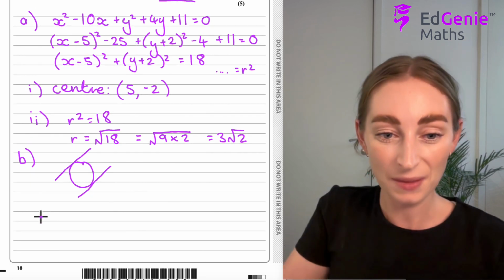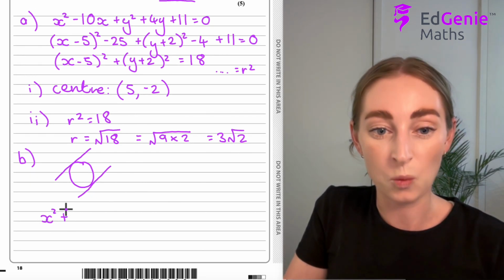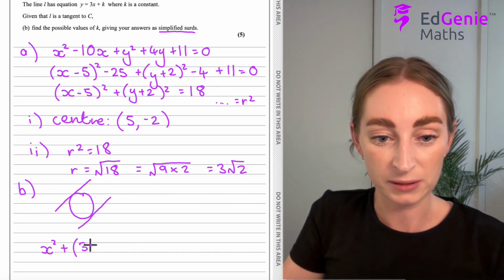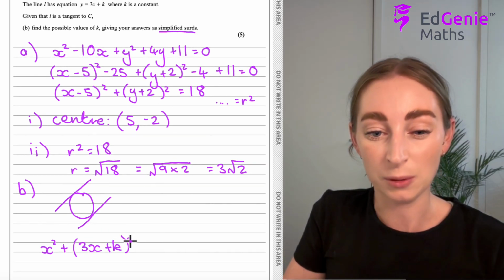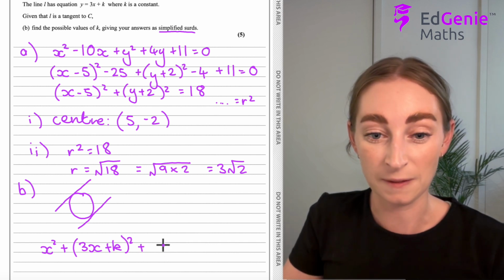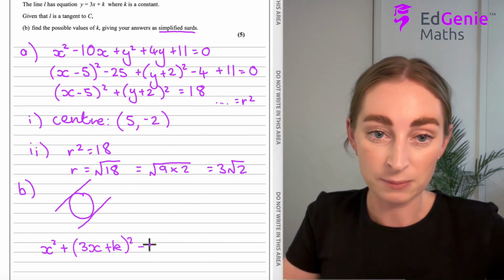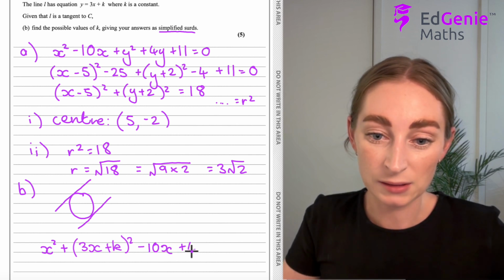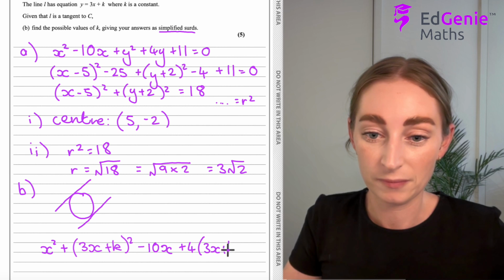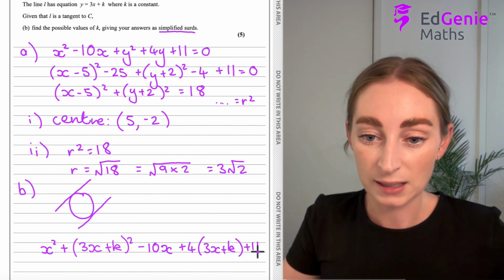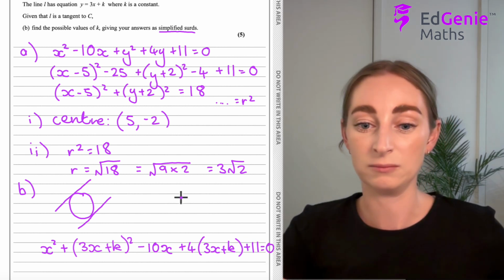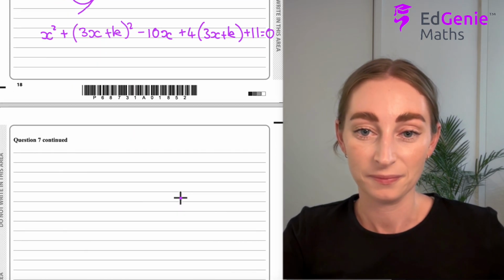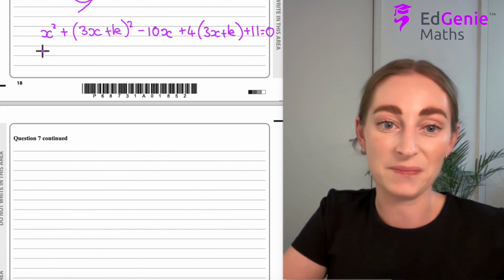So x squared plus y squared. But remember, y is 3x plus k. This is why it's a lot of marks, because it's going to be a bit fiddly, isn't it? And then, sorry, it's not plus, it's minus 10x. Then it's going to be plus 4 lots of y. Plus 11 equals 0. Did I get that equation right? Yeah. Right, let's give it a go. X squared.